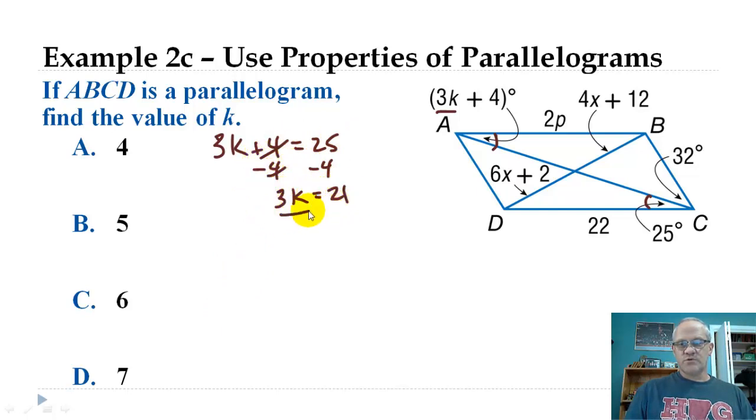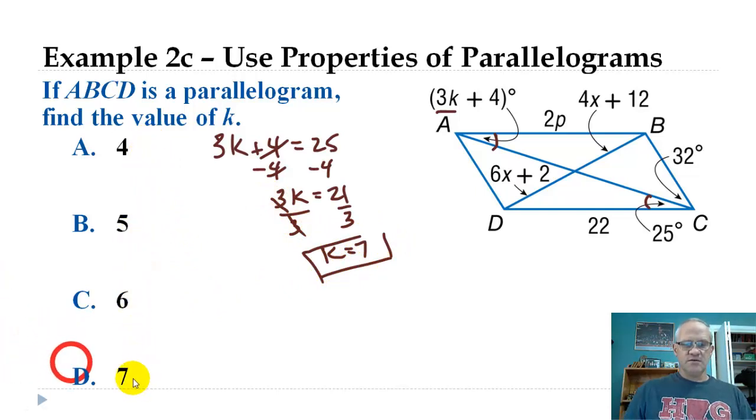3k equals 21. Divide by 3. And so it looks like k should equal 7. Is that one of our answers? Sure is. It looks like it's D. And that's correct. D is the answer, letter D, which is k equals 7. Correct.